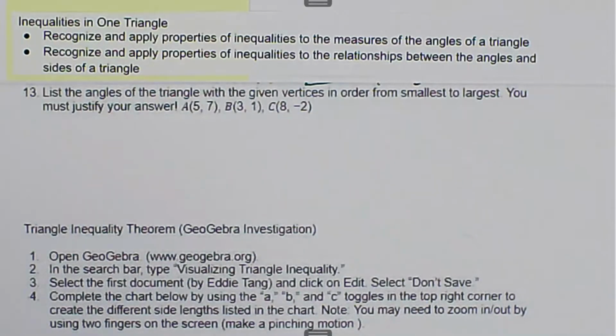We are talking about inequalities in one triangle, and we want to recognize and apply properties of inequalities to the relationships between the angles and the sides of the triangle. We also want to recognize and apply properties of inequalities to the measures of the angles of a triangle. So here, list the angles of a triangle with the given vertices in order from smallest to largest. You must justify your answer. The way that we're going to justify our answer is we have to use our distance formula.